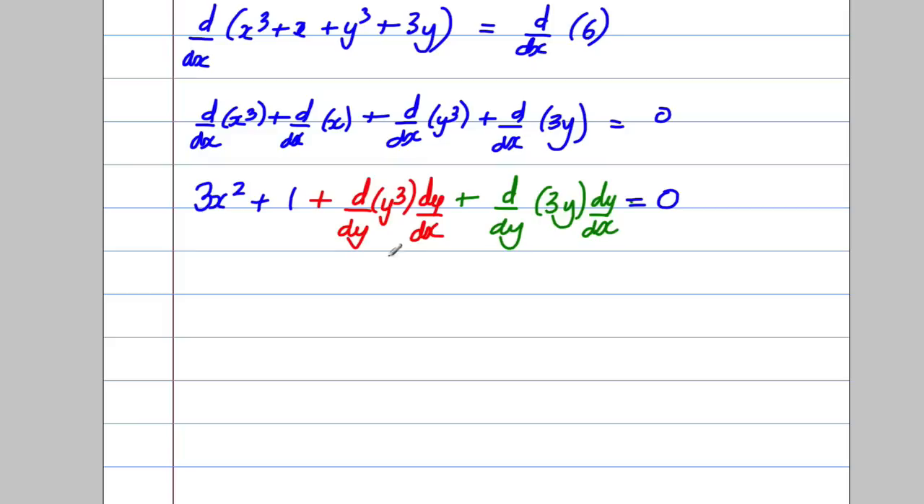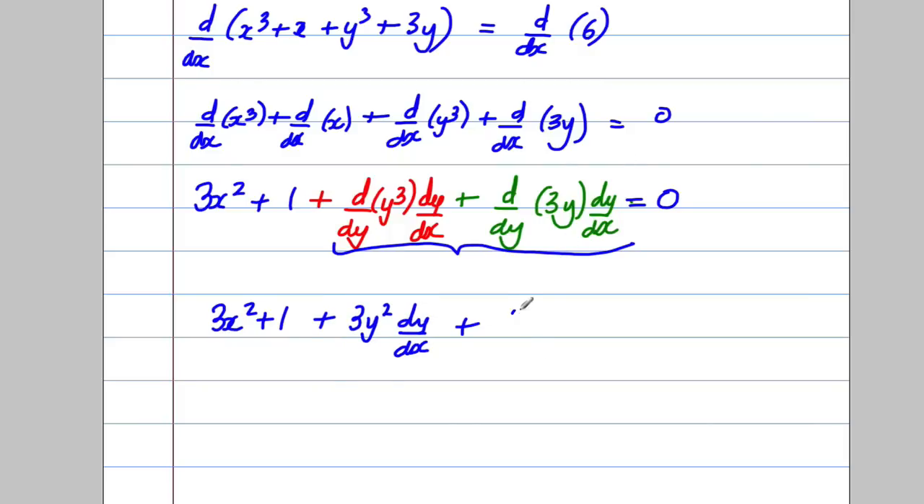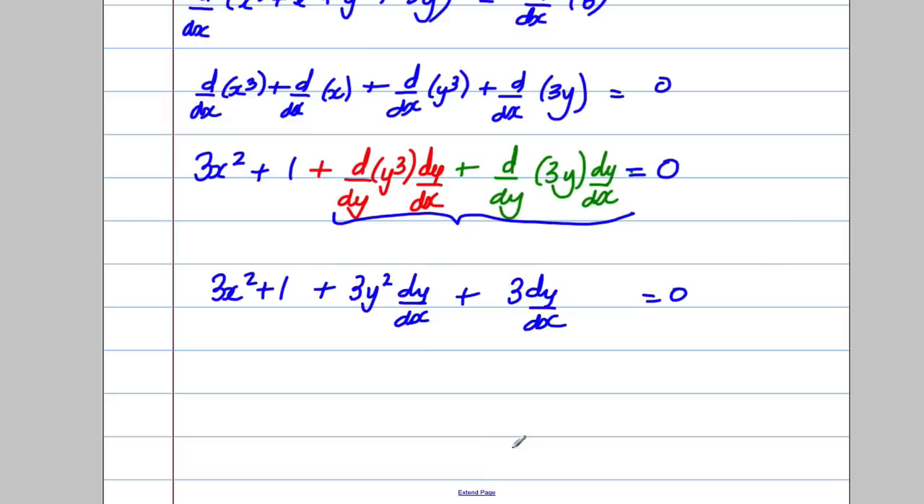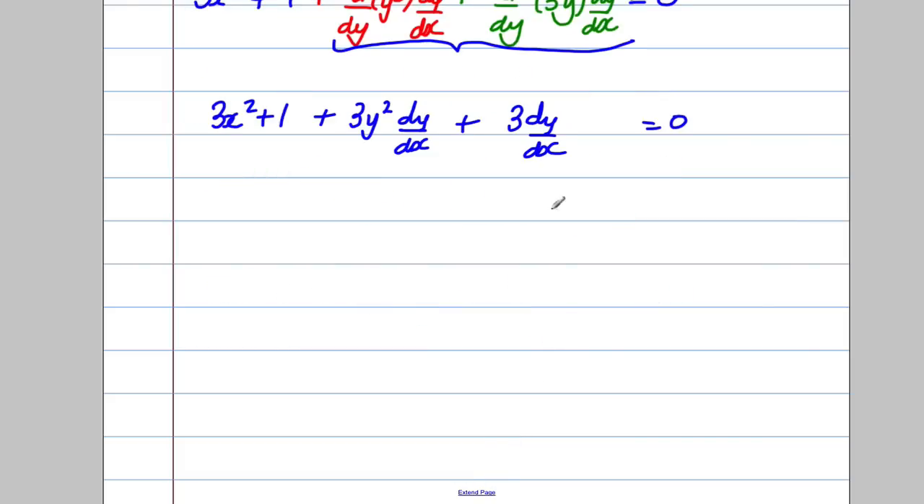And now we can do these two differentials here. So we can say that 3x squared add 1, and then differentiating this, it would be 3y squared dy by dx, so it would be plus 3y squared dy by dx. And this here would be plus 3 dy by dx is going to be equal to 0.